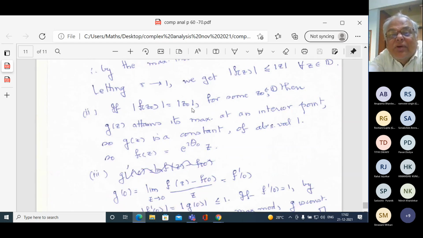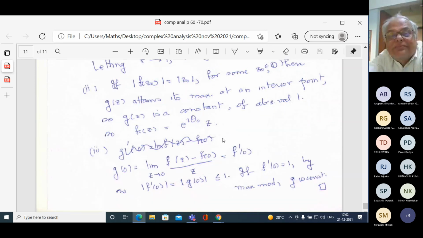And if |f(z naught)| is equal to |z naught|, then |g(z)| attains its maximum at some z naught in the unit disk. |g(z)| attains its maximum at an interior point, okay? And therefore g(z) is constant, and it's a constant of absolute value 1. Therefore g(z) is e raised to i theta naught, and therefore f(z) is e raised to i theta naught times z, okay?